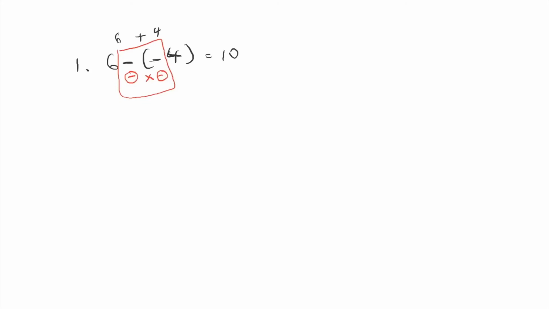Okay, does that make sense? So the brackets change the sign, but we still do the operation. So it doesn't become 6 times 4. It just changes the sign for us so that we know what to do.